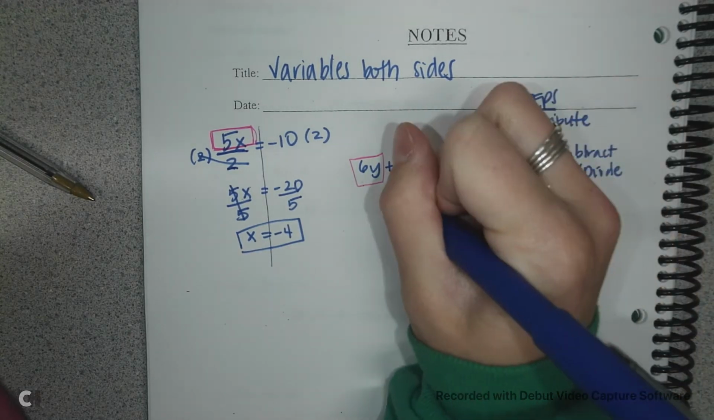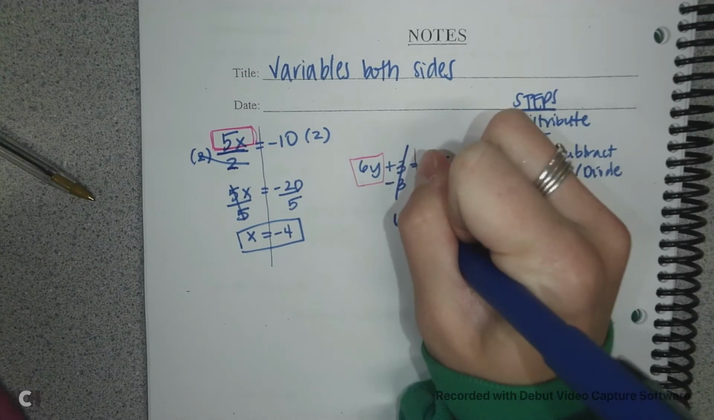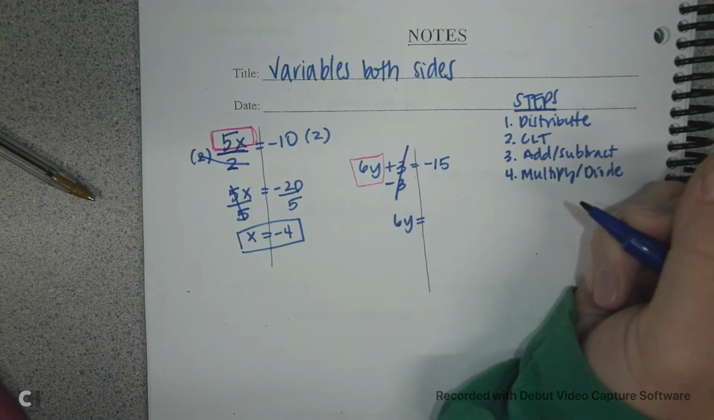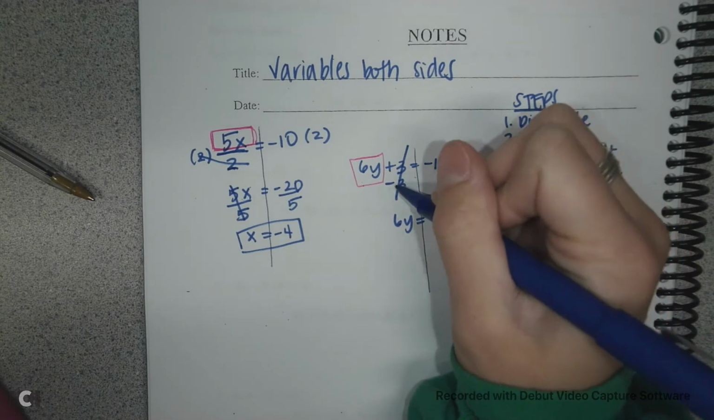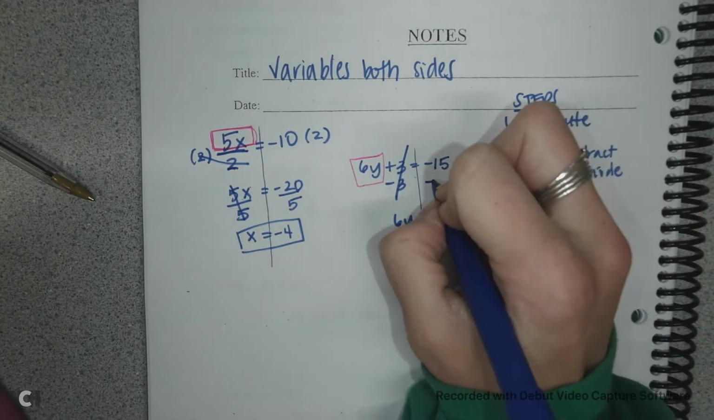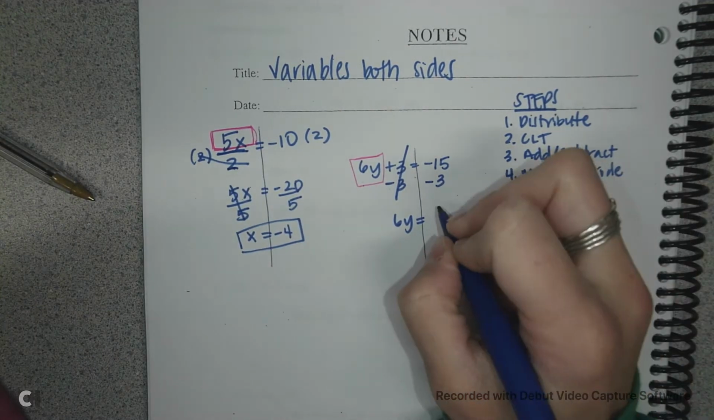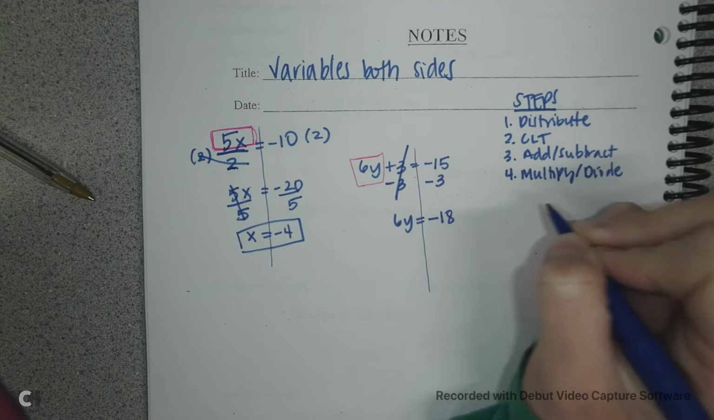So the opposite of plus 3 is minus 3, which makes that 3 0, leaving us with 6y and one step closer to getting the variable by itself. Since I subtracted by 3 on the left-hand side, my scale starts to tip, so I have to subtract 3 on the right to keep everything balanced. Negative 15 minus 3 is negative 18.